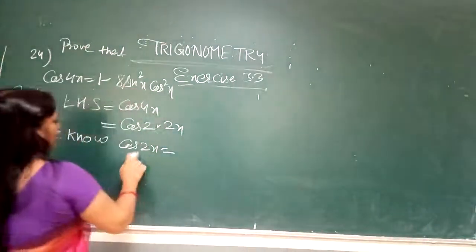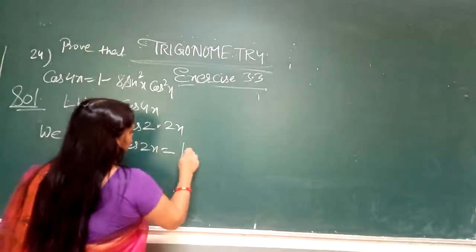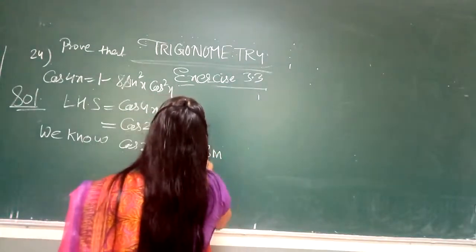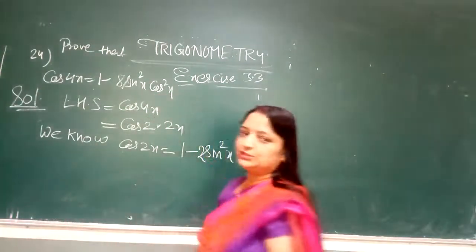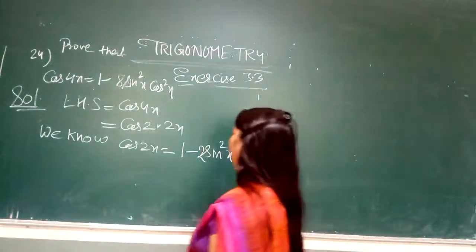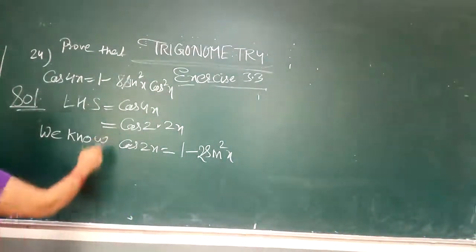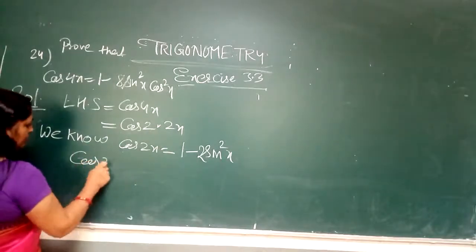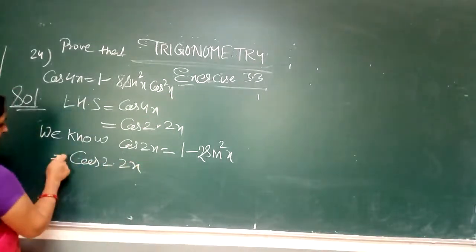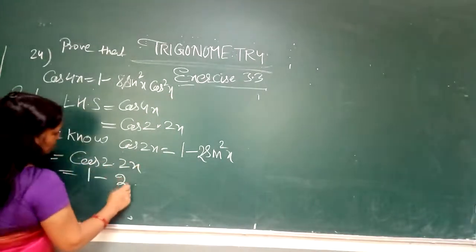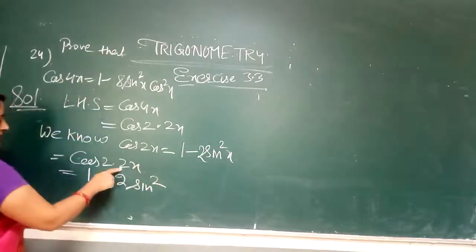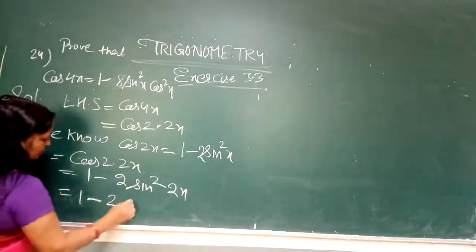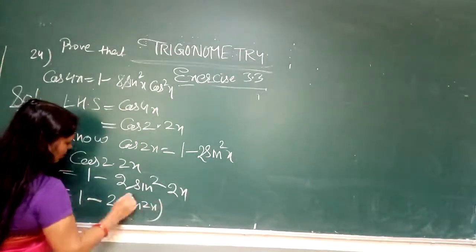So we will use the formula here: cos 2x is equal to 1 minus 2 sin square x. We will use this formula. Cos 2x is equal to 1 minus 2 sin square x. So here what will come? Cos 2 into 2x. It will come 1 minus 2 sin square. What is x? That is 2x. So in the next step we can write here 1 minus 2 sin 2x whole square.